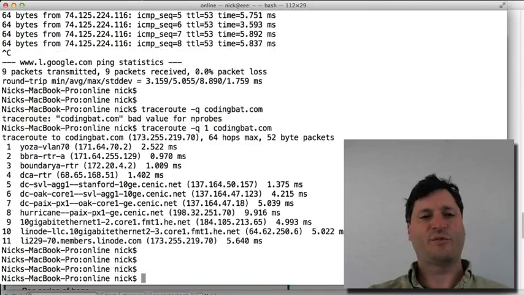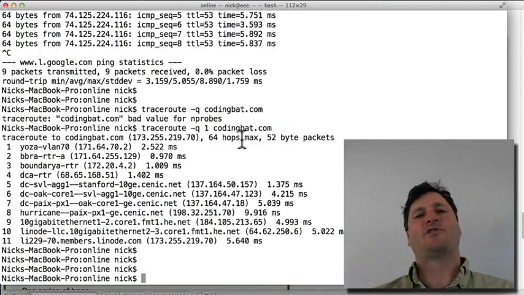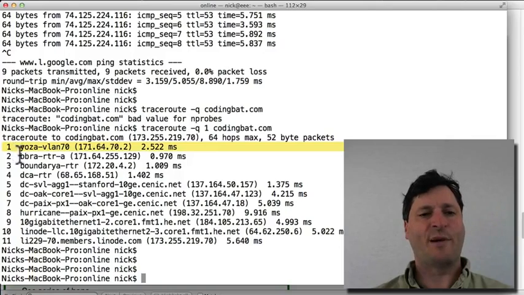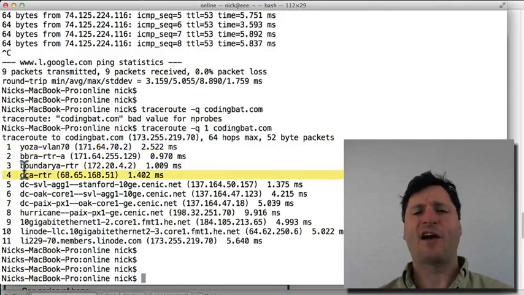There. Now I'll do traceroute to codingbat.com. What traceroute does is it maps the hops between your computer and some other computer. And so it's sort of amazing. So I'm starting off here at 171.64, whatever. And so what this is saying is that was 1 hop away, that's 2 hops away, 3 hops away, and so on. And so it's kind of just mapping the path between 2 spots on the internet.